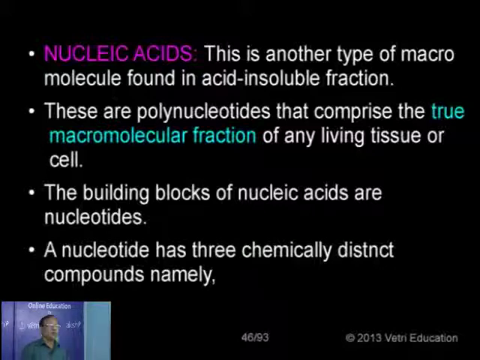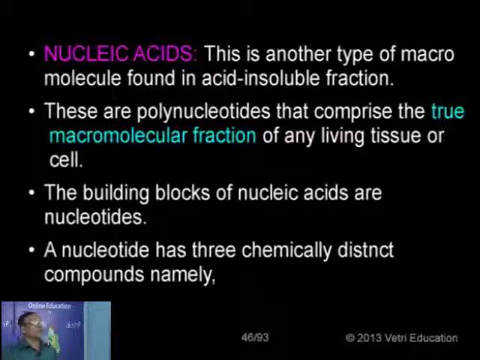And you know that a nucleic acid is formed of a long chain of nucleotides. That is why it is called a polynucleotide. That is one of the important macromolecules present in all living tissues. It is also considered a true macromolecular fraction, because in all the cells you definitely have nucleic acid present. That is why we can say it is a polynucleotide that constitutes the true macromolecular fraction of any living tissue or cell.